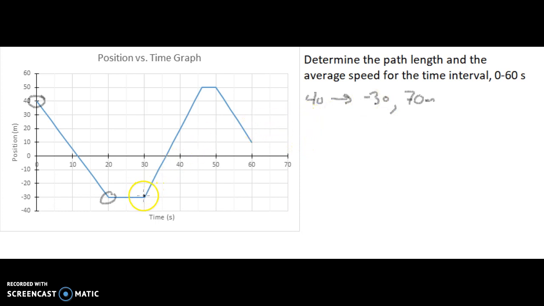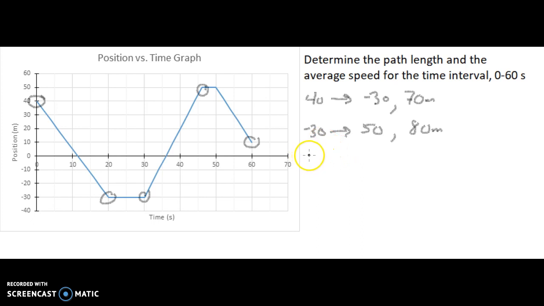All right, then we go from 30 seconds at negative 30 all the way to 46 seconds at positive 50. So when we look at the path length here, we go from negative 30 to positive 50. That will be a total of 80 meters traveled. When we examine path length, we're just concerned with how many total meters or distance we traveled for each little segment. We're not worried about the direction.